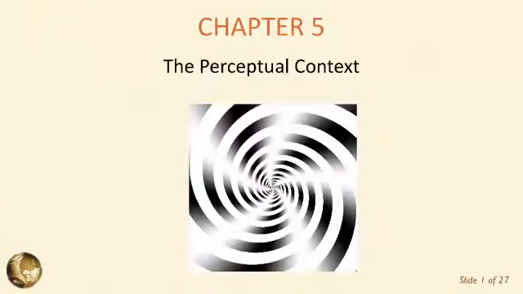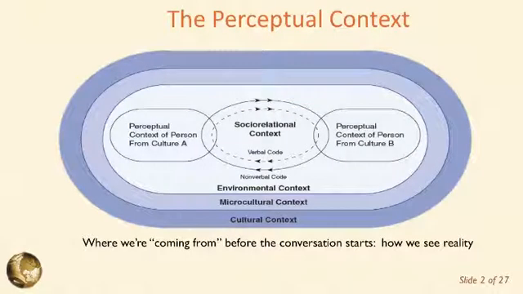Chapter 5 is entitled The Perceptual Context. And what we're talking about here can be seen from this graphic. We started at the outside layer, cultural context. Microcultural context was the next layer. And in the previous chapter, we talked about the environmental context. What we were saying in that chapter was that the environment in which a conversation takes place has some effect on how that conversation goes.